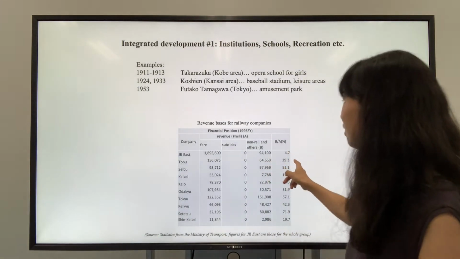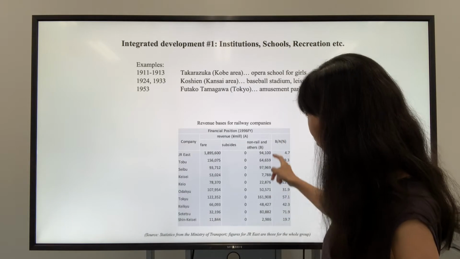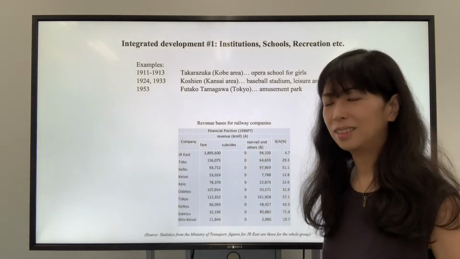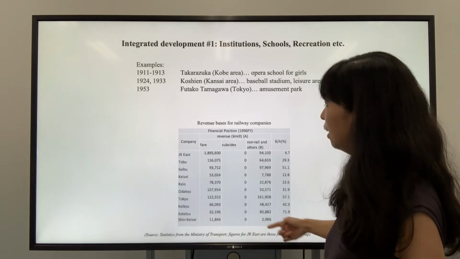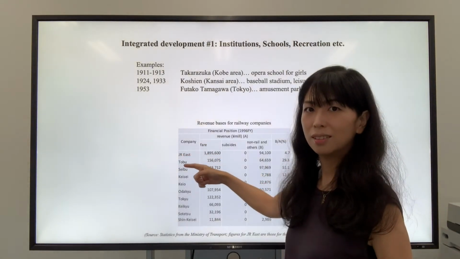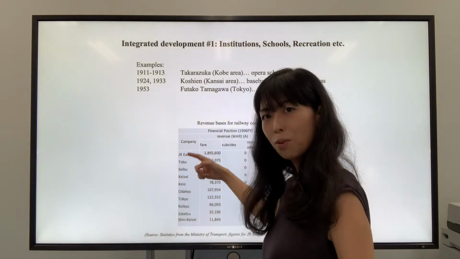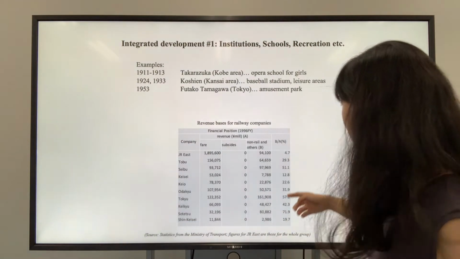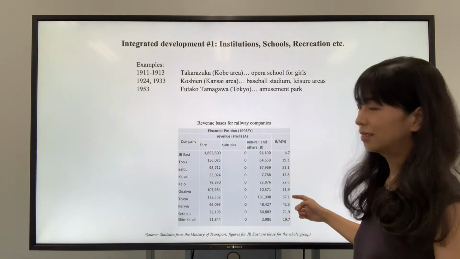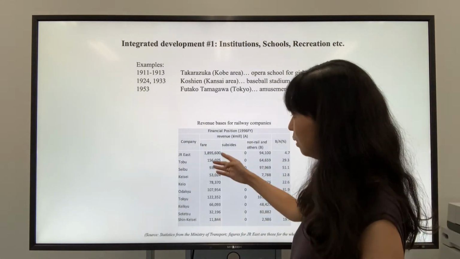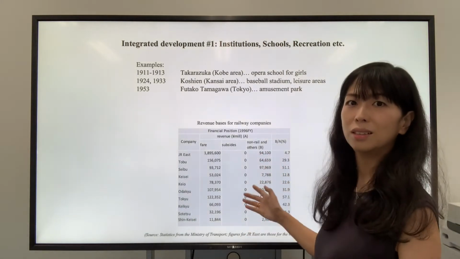So the percentage that you get for the revenue of the non-rail related activity is higher for the private company. This one, JR East, is the national railway, and the rest of it, they are all private railway companies. And you can see from the numbers very clearly that the profit that they get is not necessarily from the fare, the ticket, but actually from the development that they're doing.